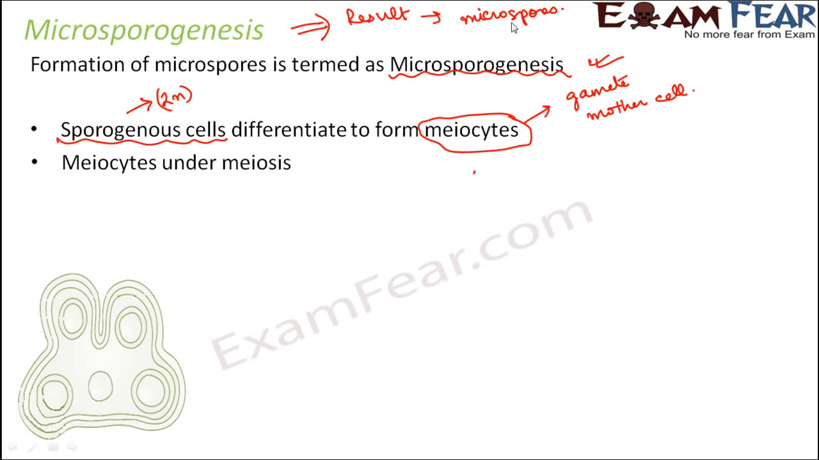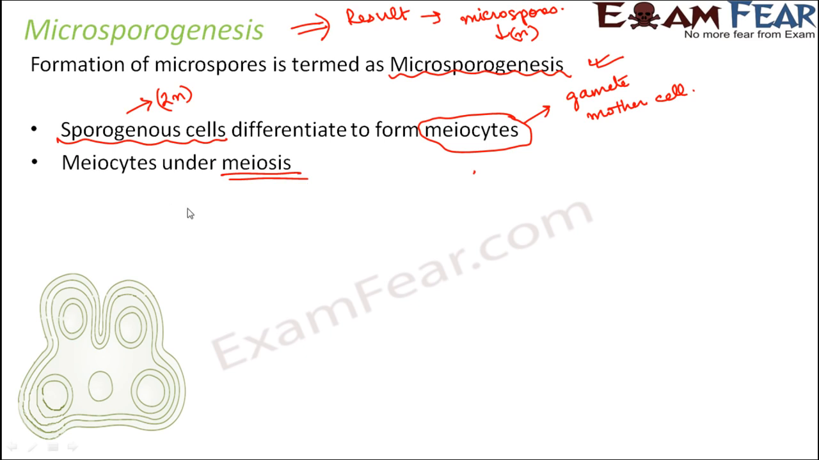And what is the ploidy of the microspores? Are they haploid or diploid? So these microspores are haploid. So basically we want to form haploid cells from diploid cells. So what kind of division should take place? It should be reduction division, and reduction division is meiosis. So that is the reason meiosis takes place.